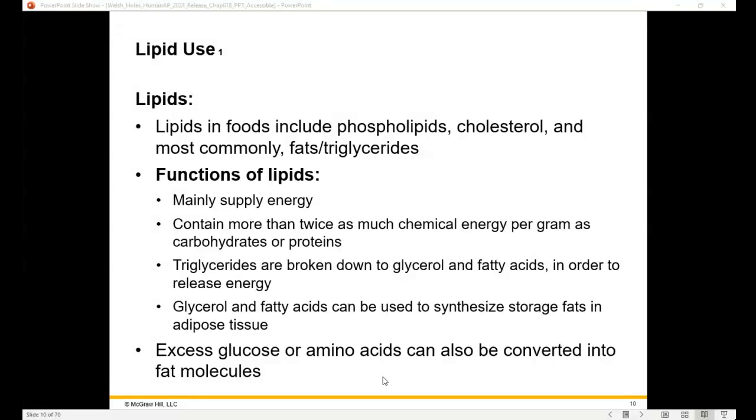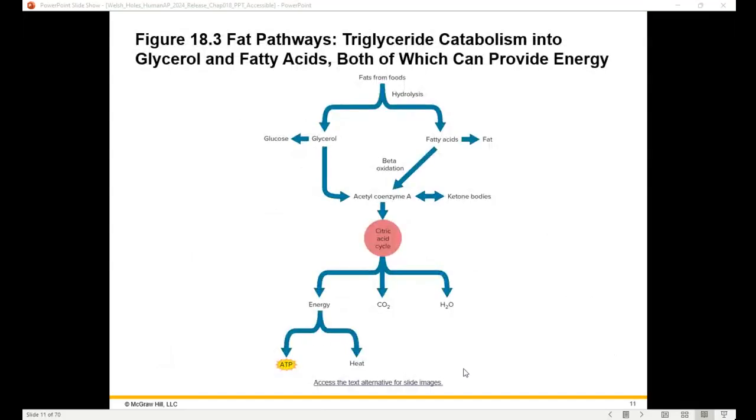Excess glucose or amino acids can also be converted into fat molecules. Figure 18.3 shows you the fat pathways. So triglyceride catabolism into glycerol and fatty acids is shown here, and both of these can provide energy. And we can actually convert some of these materials to acetyl coenzyme A so that they can enter the citric acid cycle pretty directly, pretty much bypassing the anaerobic parts like glycolysis.